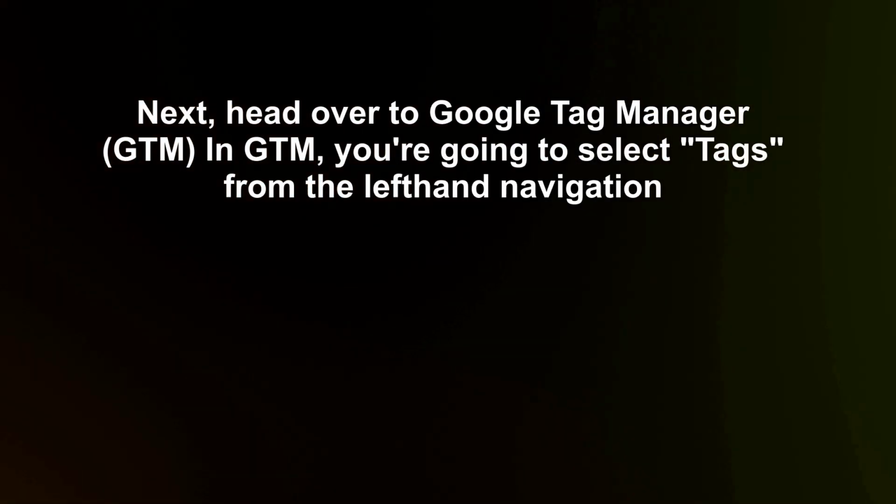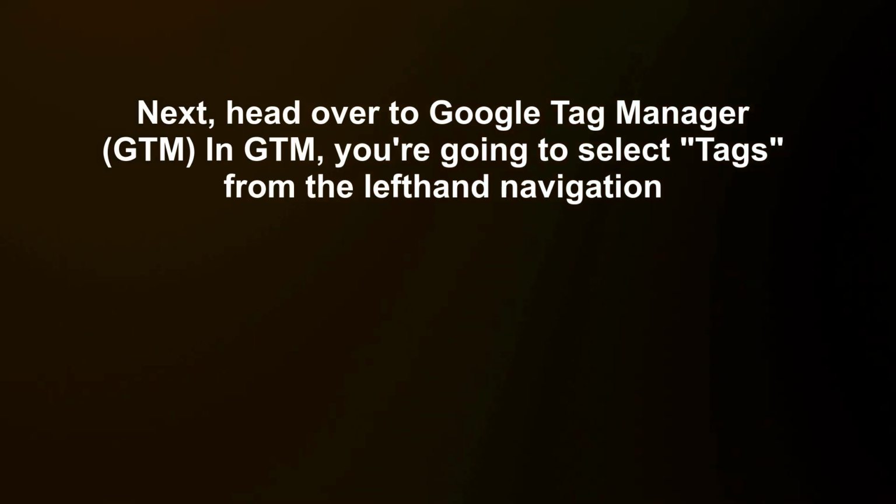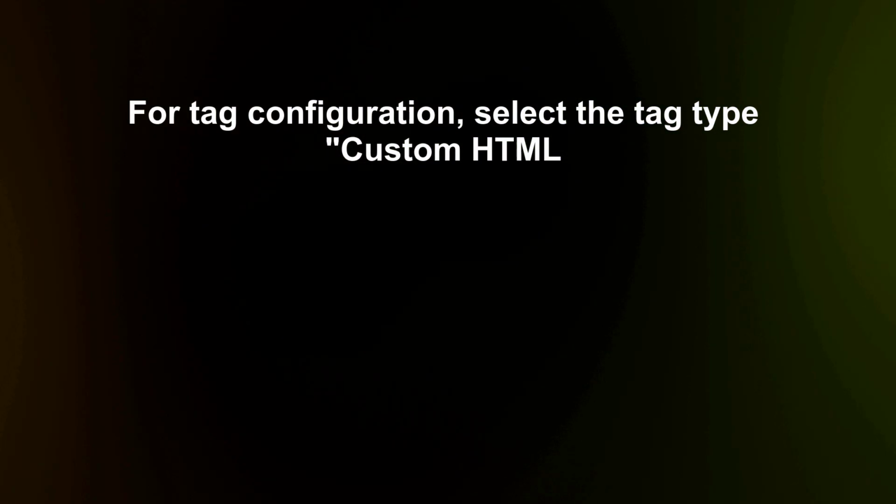Next, head over to Google Tag Manager, GTM. In GTM, you're going to select Tags from the left-hand navigation. Then click on New to create a new tag. For tag configuration, select the tag type Custom HTML.